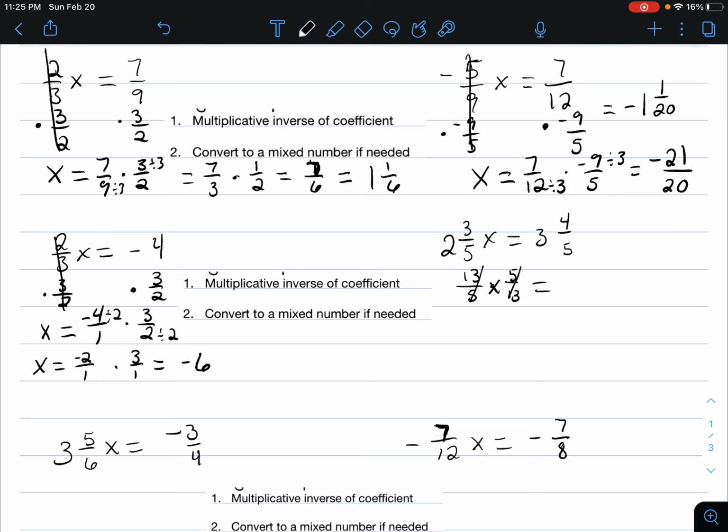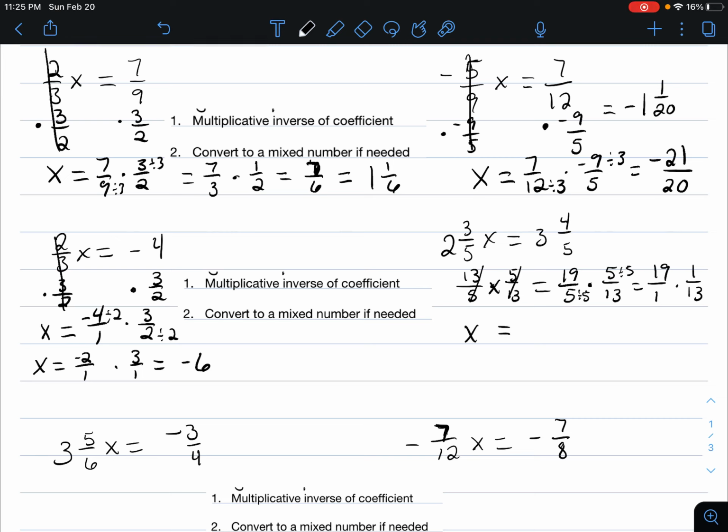Okay, on this side you've got 5 times 3, which is 15, plus 4 is 19. So you have 19 fifths on this side. We're going to have to multiply this by 5/13. Okay, looking at this, we can cross simplify. You notice that across from each other you have the same number, so we can replace those with just 1. So this is really just 19 over 1 times 1 over 13.